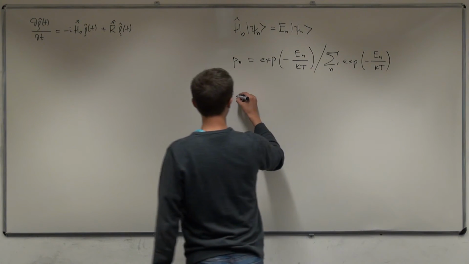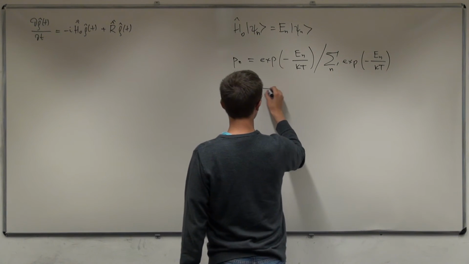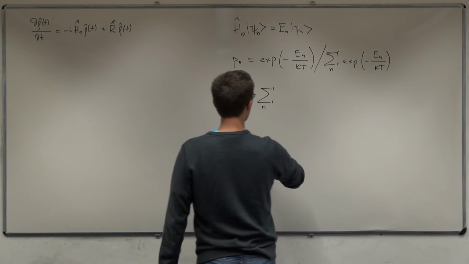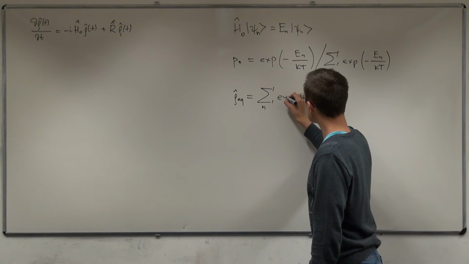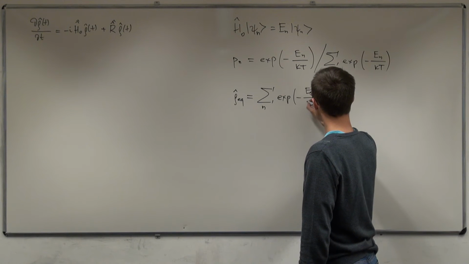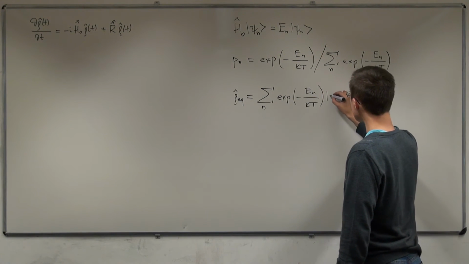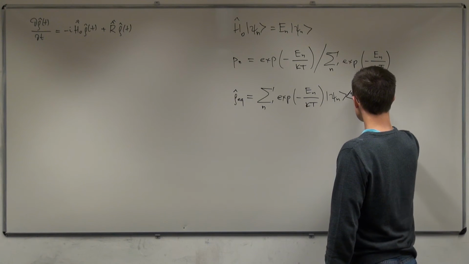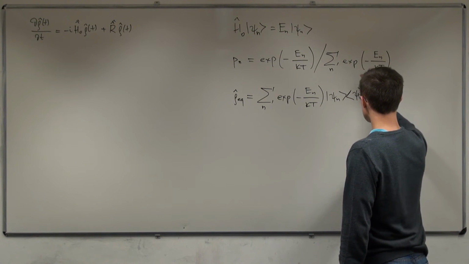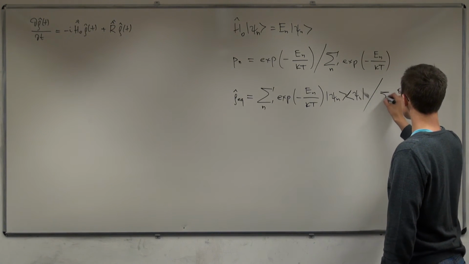So what we conclude is that our equilibrium density matrix is a sum over all energy levels, then exp minus En over kT. That's this part of the probability, then psi n, the projector onto that level, and then we divide the whole thing by the partition function.